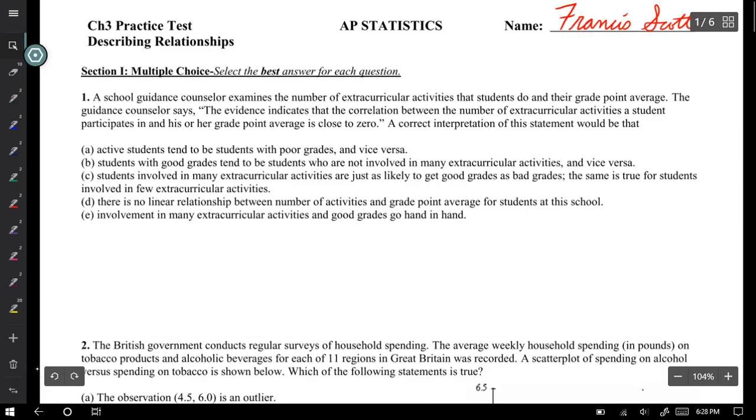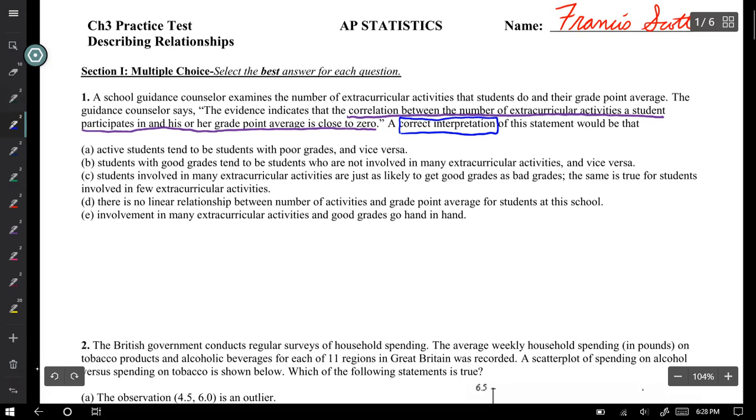So for problem 1, a school guidance counselor examines the number of extracurricular activities that students do and their grade point average. The guidance counselor says the evidence indicates that the correlation between the number of extracurricular activities a student participates in and his or her grade point average is close to 0. A correct interpretation of the statement would be... So right off the bat, I have the correlation between the number of extracurricular activities the student participates in and his or her grade point average is close to 0, and we are asked to interpret this.